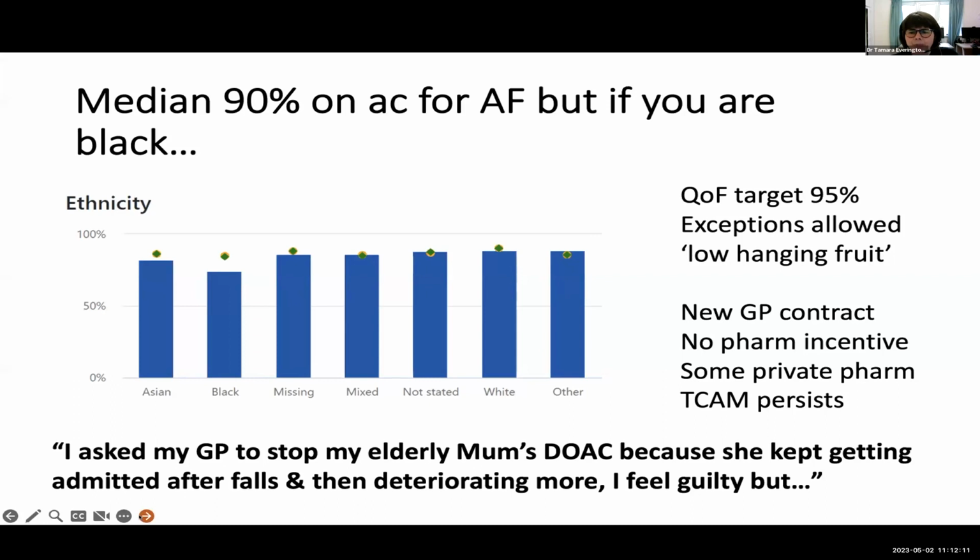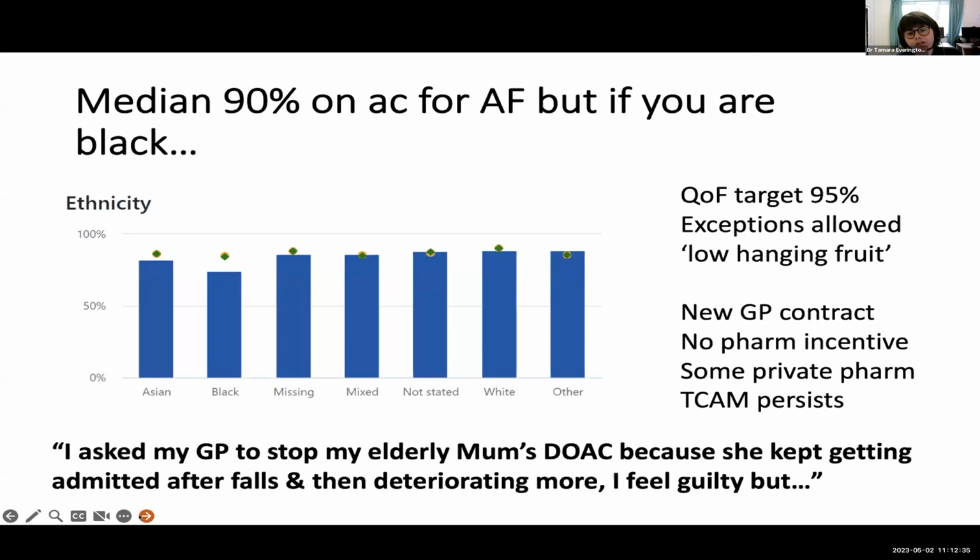And I particularly wanted to bring that to our attention, because there have been so many reports out recently that show us that we're not delivering the same standard of care to people from all ethnic backgrounds. And we really need to be alert to that and thinking about new innovative ways that we can break into that space. So there's a new GP contract.